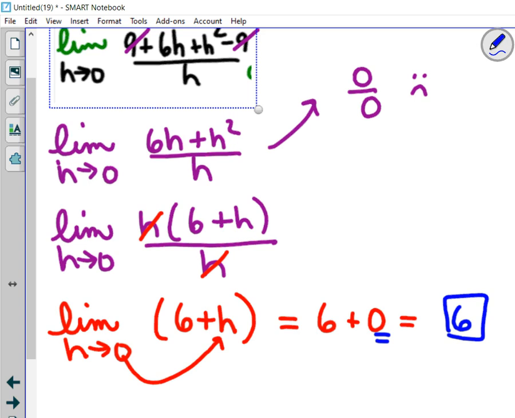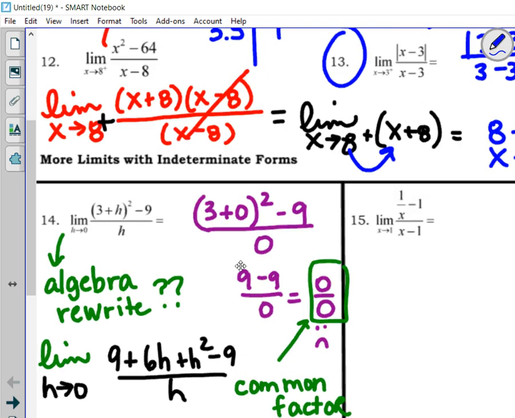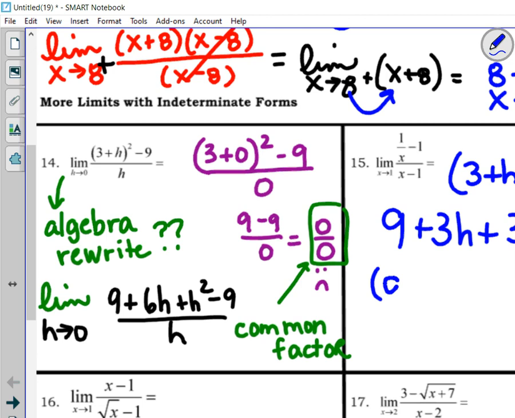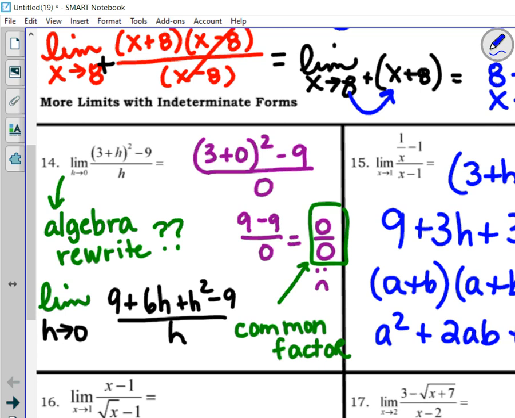Yes, sir. Say that again? Sure. Okay. So when I take 3 plus h times 3 plus h, because it says 3 plus h quantity squared, I know it's going to be that, right? If I take a plus b times a plus b, I'm always going to get a squared, 2 times the product of a and b, and b squared.